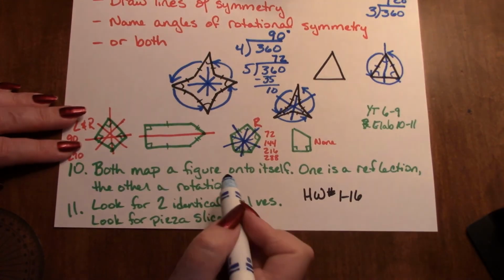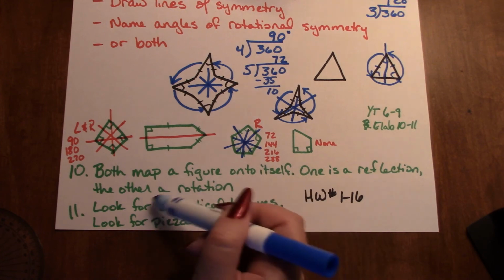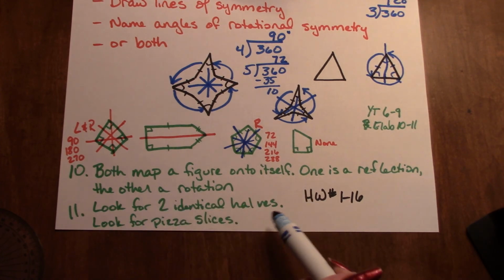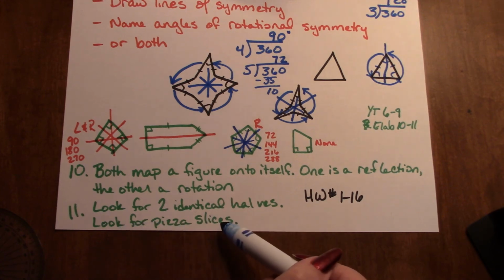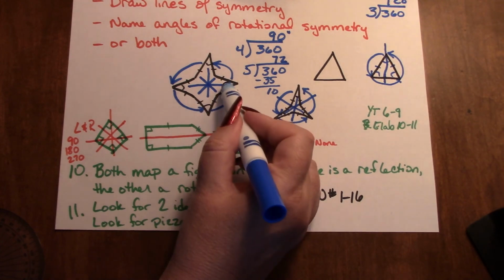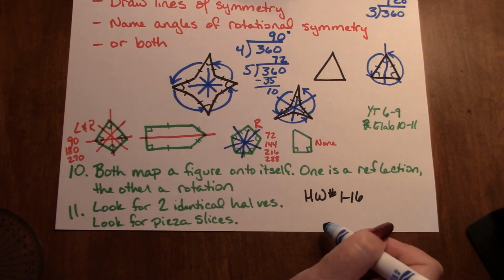Number 10, both of them will map a figure onto itself. One is a reflection and the other is a rotation. Number 11, you're looking for 2 identical halves, or you're looking for pizza slices that are the same, or however you want to picture what it looks like when you have rotational symmetry.